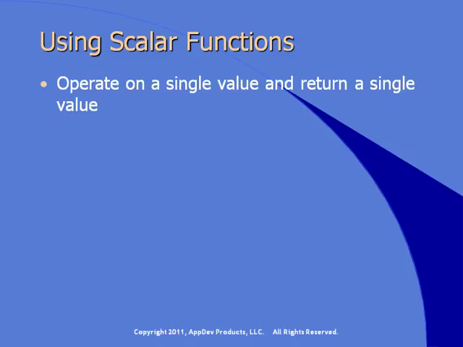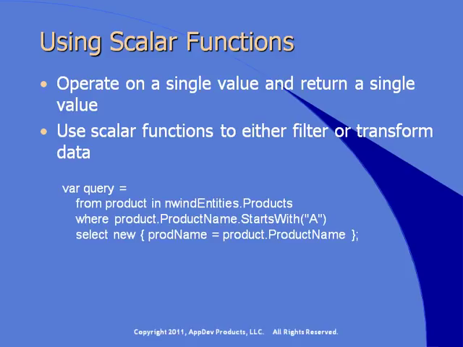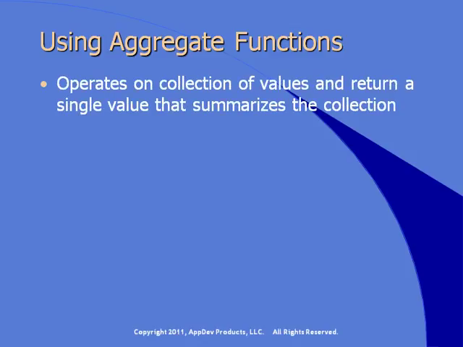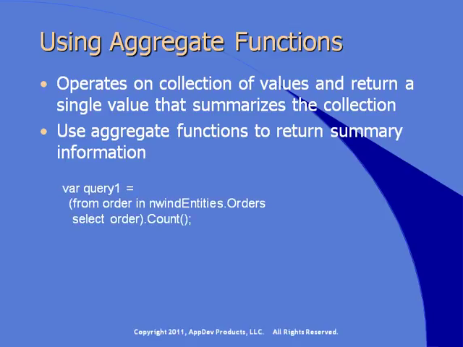You can use scalar functions in your LINQ to entities queries, and a scalar function operates on a single value and returns a single value. So that's a good way to either filter or transform data. So here's a query that brings back products that begin with the letter A. You can use aggregate functions, and an aggregate function operates on a collection of values and returns a single value that summarizes that collection. So you'll typically use aggregate functions to return summary information: count, min, max, average, etc. So here's a query that just returns the number of orders placed. Basically says how many rows are in the orders table. So let's go see a demo of querying with LINQ to entities.